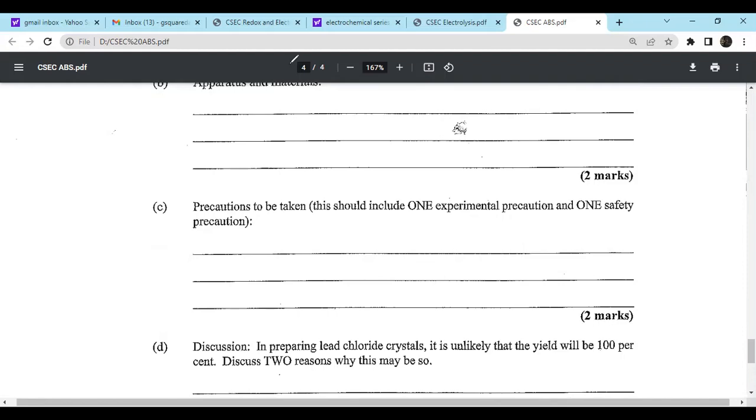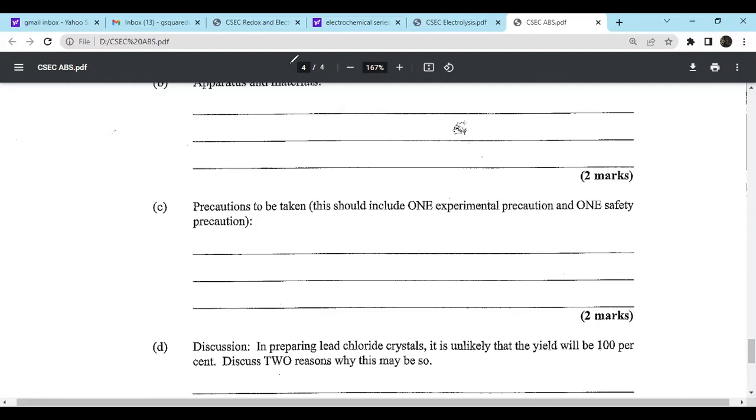Nothing that protects the experiment. So now they're basically saying you need to state something which protects the experiment. So what you want to do in this experiment is, of course, wear gloves and your safety PPEs, but you also need to use a stirring rod when you are filtering your mixture.